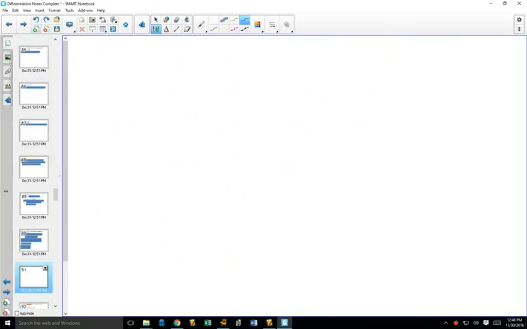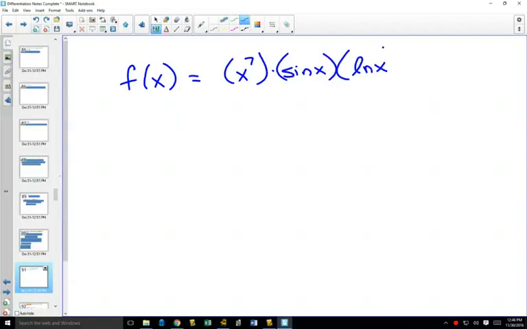Now, I was going to give you one question where it was 3 things multiplied together just to see what that would look like. So let's pick 3 functions that are quite different. Let's choose x to the 7 multiplied by sine x multiplied by the natural log of x. Okay? Now, when you have 3 things multiplied together, what happens is you will have a product rule inside of a product rule. And it will look like this.